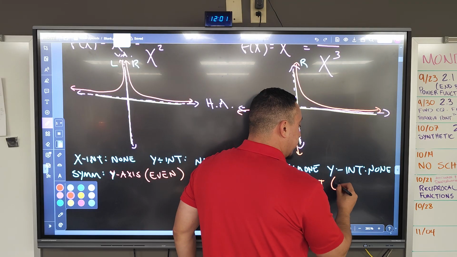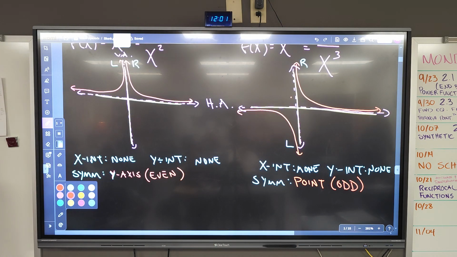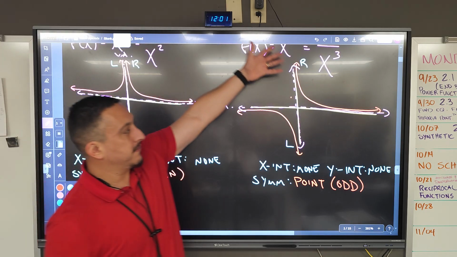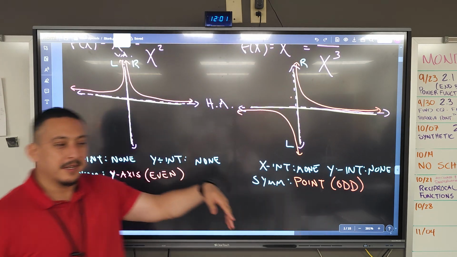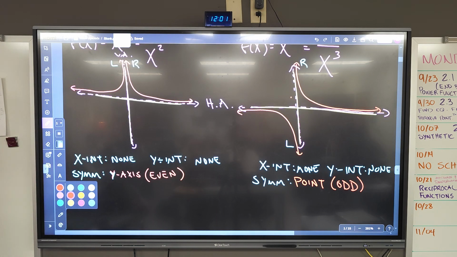Point symmetry or odd symmetry, which I think makes perfect sense because it's an odd function, odd symmetry. Even function, even symmetry, right? It's the same. What else is unique about this?